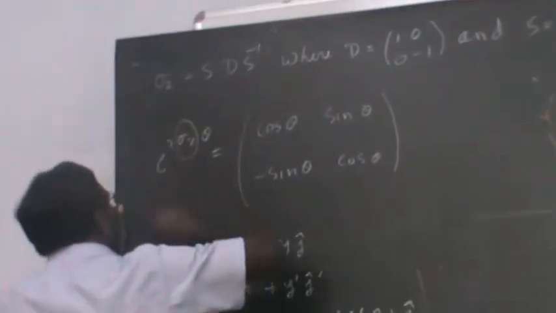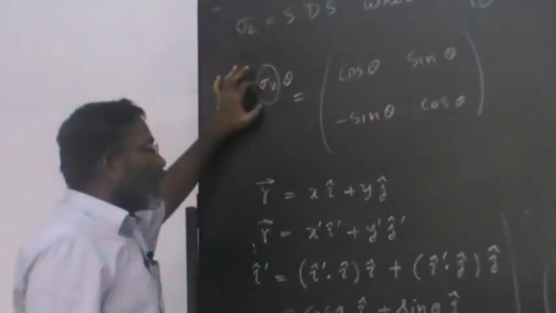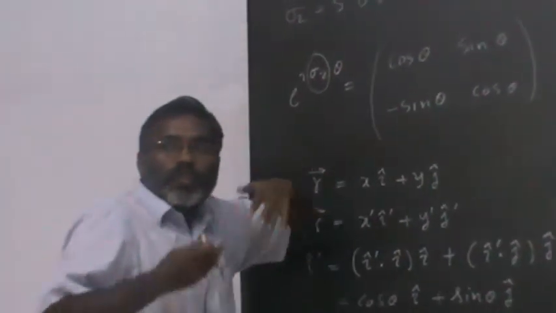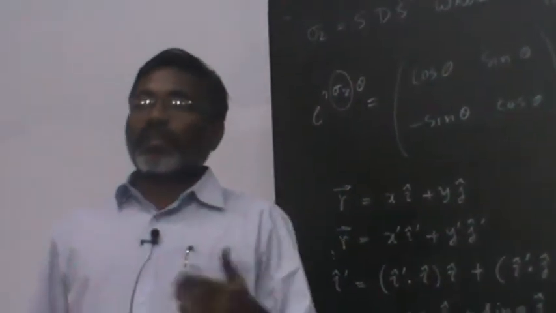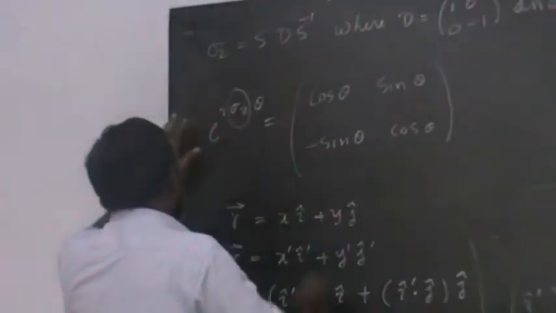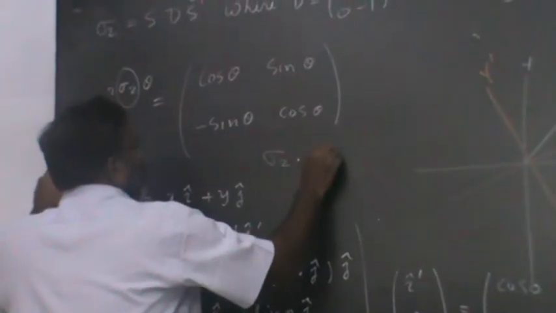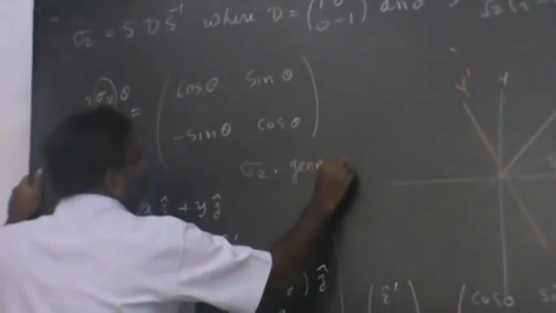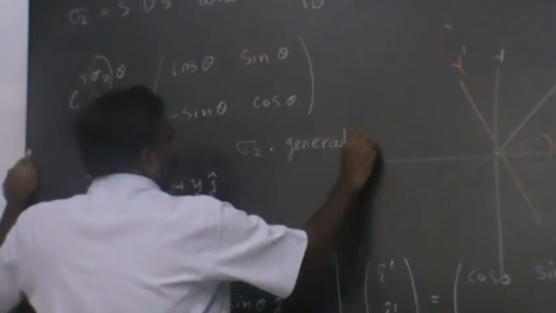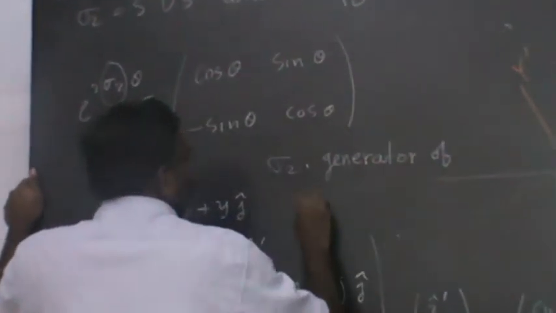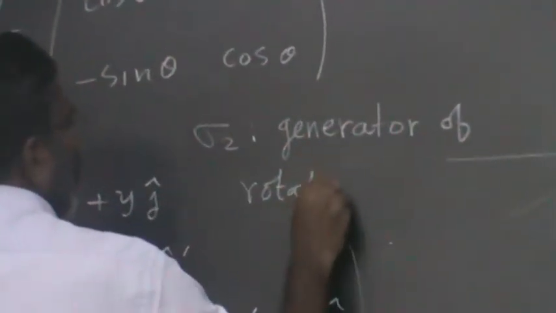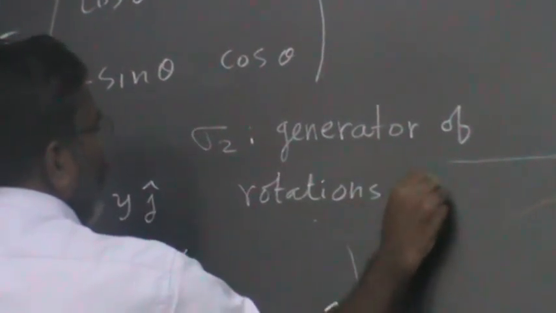So the sigma 2 matrix actually even gives you infinitesimal rotations. This is called the generator of rotations on a plane. Okay, so this is the reason why you call sigma 2 a generator. We will study this in detail in group theory. The generator of rotations on a plane.